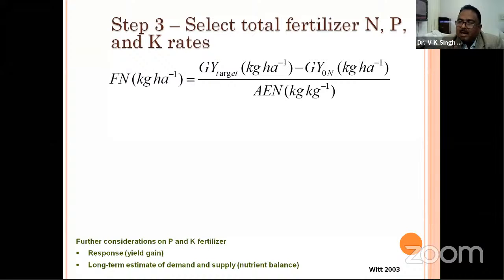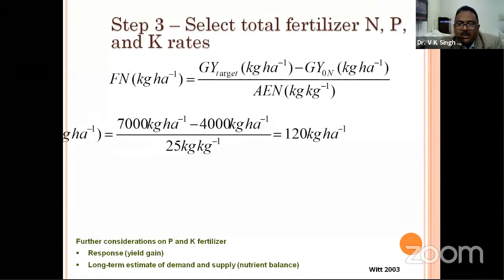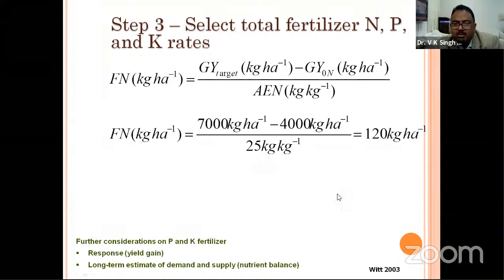For example, 25 we got assessed, that is nitrogen efficiency. We can work out the actual requirement of nutrient. For example, here our target is 7 ton. Farmer is getting 4 ton. Agronomic efficiency is 25 kg per kg of nutrient. So from this equation, you can get 120 kg nitrogen required for moving from 4 ton to 7 ton. And you will achieve this yield.